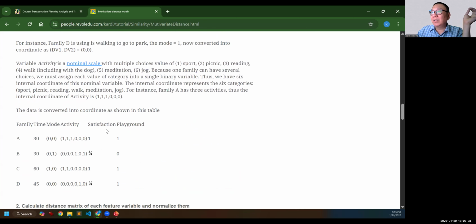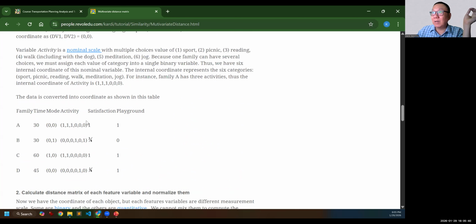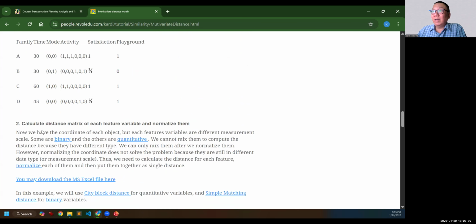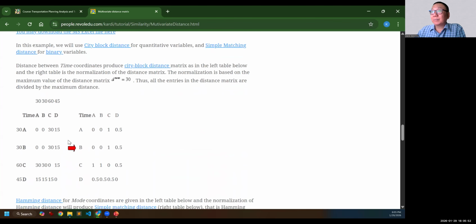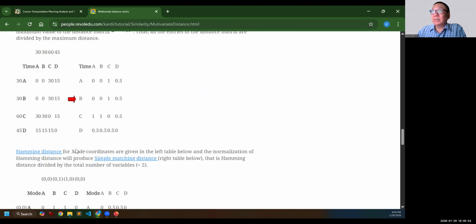Okay. So in that case, you will have this one. Satisfaction is between 0 to 1. The binary is still okay. Time is quantitative ratio type, so we don't change at all. After that, you can compute the distance. Yeah. So you can compute the distance.